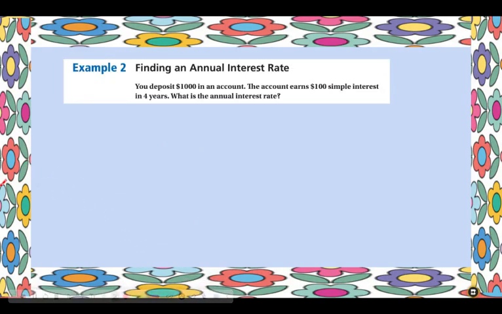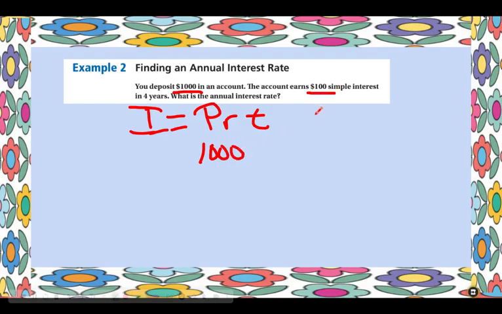Finding the annual interest rate. We're still using the formula, plugging in for what we know. So I write it out every single time. I equals principal times rate times time. You deposit $1,000, so that's my principal. The account earns $100 simple interest, so that is the interest in 4 years. What is the annual interest rate? I don't know the R, but I know my 4 years. So now I just solve it.